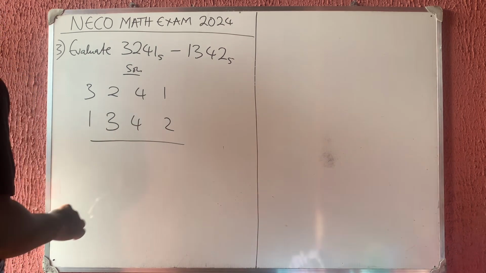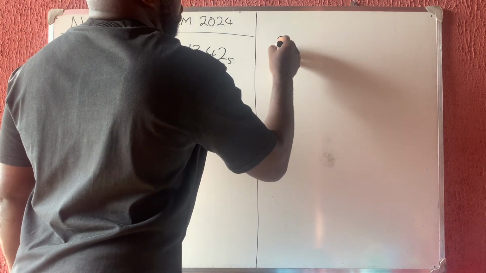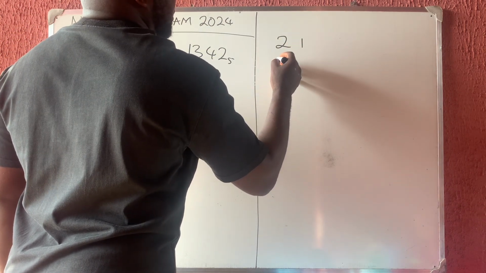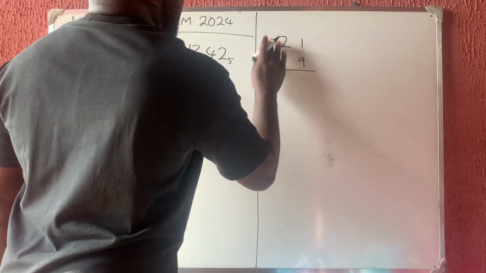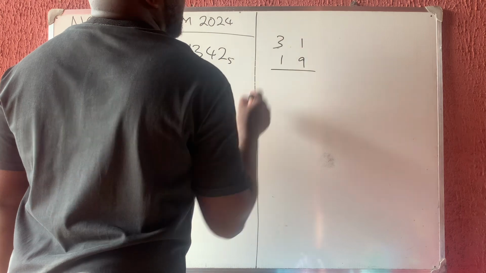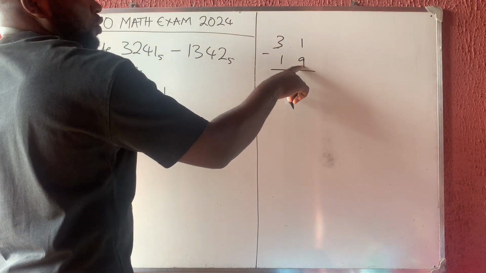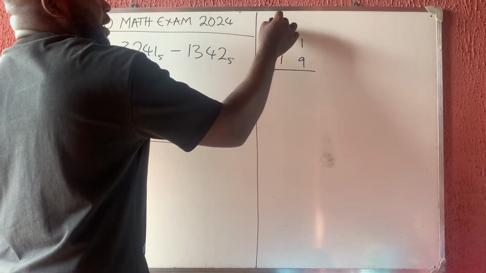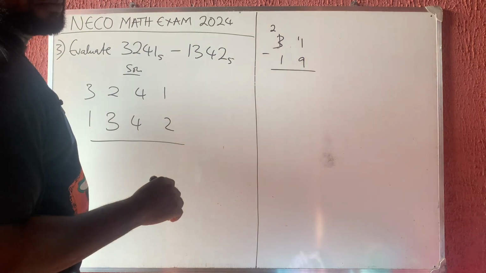Now listen, let me show you something. If you have 31 minus 19, normally this minus this cannot go. We say we borrow 1 from here, here becomes 2. Now why do they tell you that you should put it here so that it will become 11?